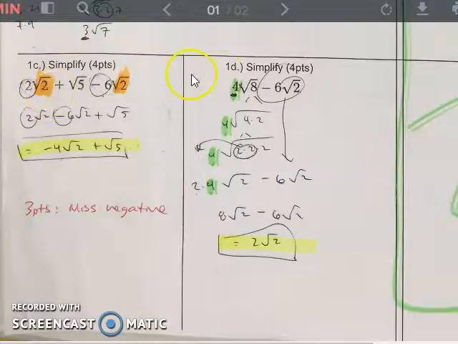Question 1D says to simplify. In this problem, these are not like terms. I have a radical 8 and a radical 2. And I've highlighted this 4 here because don't forget that 4 at the very end.